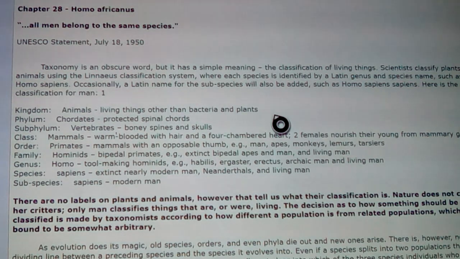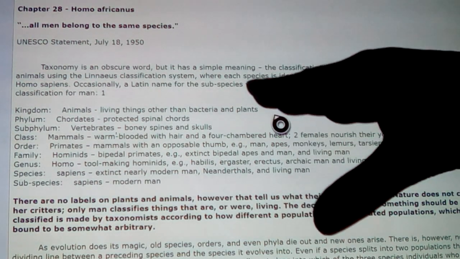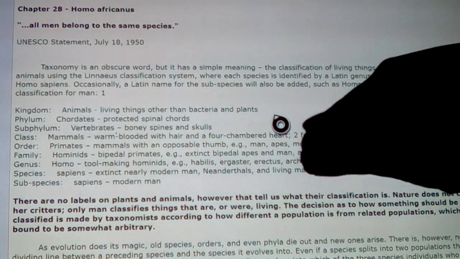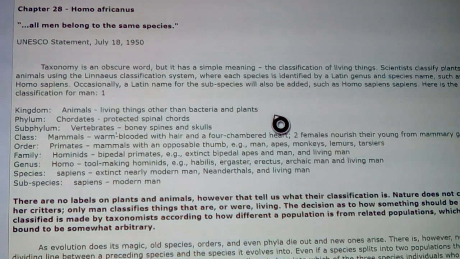But then other than that, we are in an order of primates. This is mammals with an opposable thumb. So this is your hand, and you've got an opposable thumb that you can grab things with. This would be man, apes, monkeys, lemurs, and tarsiers. But you break it out of order and you go into family, and it's hominids. Bipedal primates, which is extinct bipedal primates and apes, and extinct versions of man and living man.